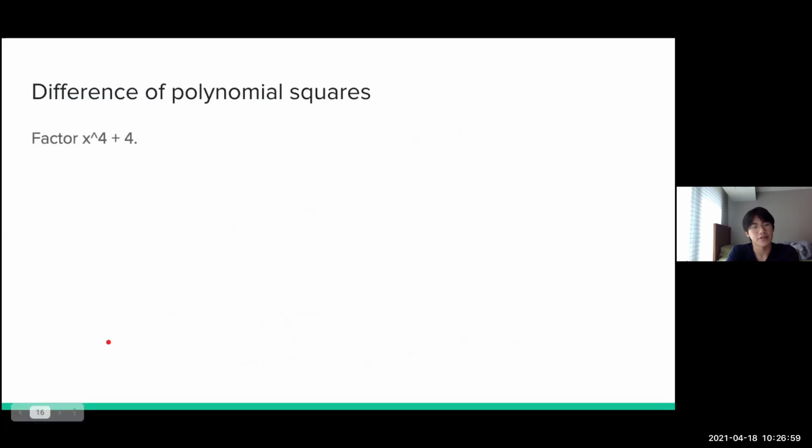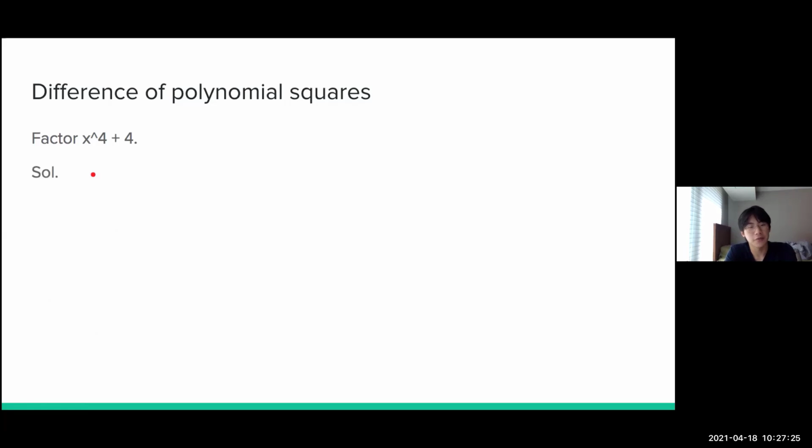Let's look at this question. Factor x to the fourth plus 4. I'll give you a second to think about it. All right, now I think this question is so jarring because we often anticipate a question like x to the fourth minus 4, which we can do with difference of squares, but we're really not expecting a question like x to the fourth plus 4.